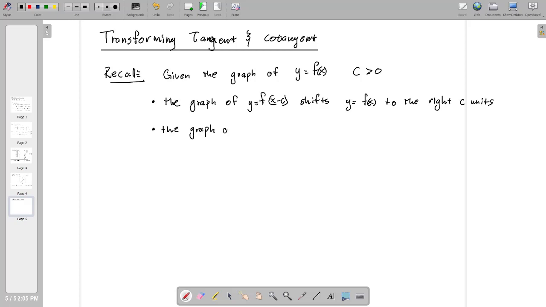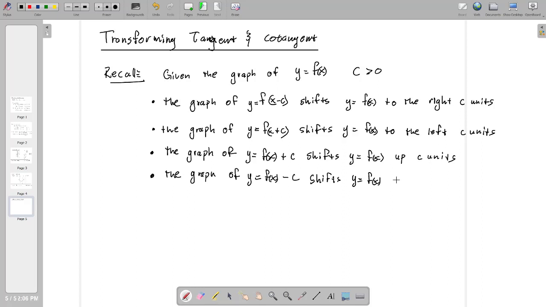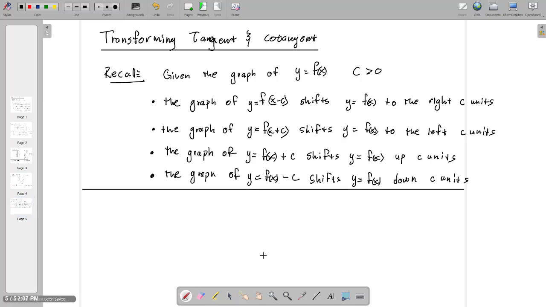The graph of y equals f of x plus c shifts the graph of y equals f of x to the left c units. The graph of y equals f of x plus c shifts the graph y equals f of x up c units. The graph of y equals f of x minus c shifts y equals f of x down c units. These are the 4 different shifts that we can do in a graph.